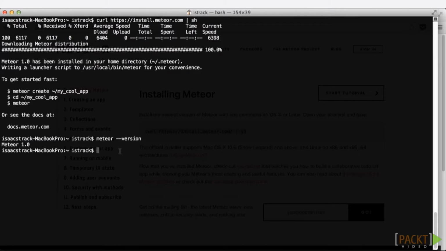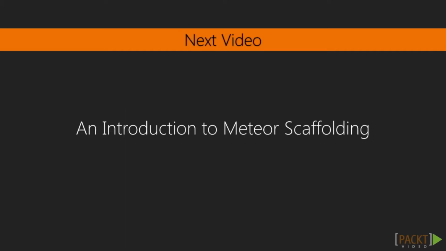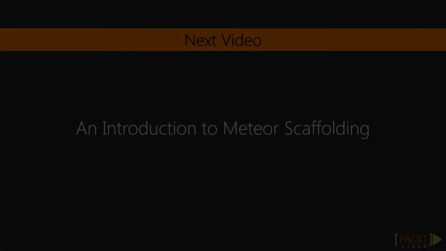Very quick and painless. So we have learned about the different operating systems that Meteor supports, namely Linux, Mac, and Windows. And of course, you can even use it on a Chromebook. We installed Node and NPM manually, and we showed you how to install Meteor. So everything you need to know to get started. Our next video is an introduction to Meteor scaffolding, where we'll go over setting up your projects right. Thanks for listening, and we'll see you then.